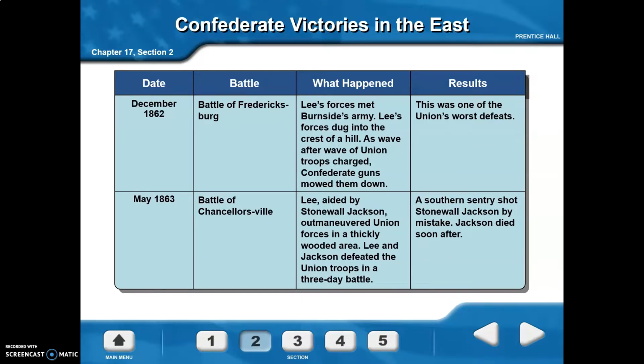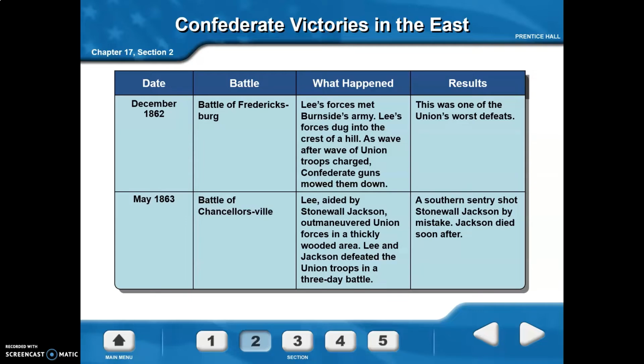So far, the North isn't doing that good of a job trying to win these battles, and they realize that they have to get their act together. They need to have a commanding leader in place of the army, and this doesn't help the Union at all, with these two victories under the belt of the Confederacy. So in December 1862, Lee's forces met Burnside's army, and the battle is known as the Battle of Fredericksburg.